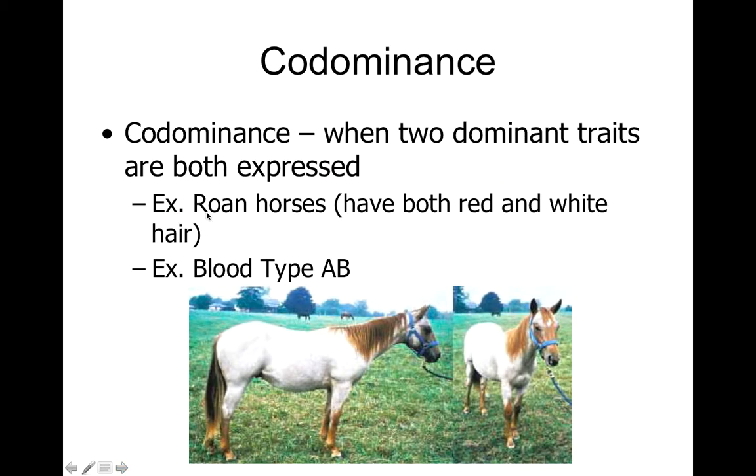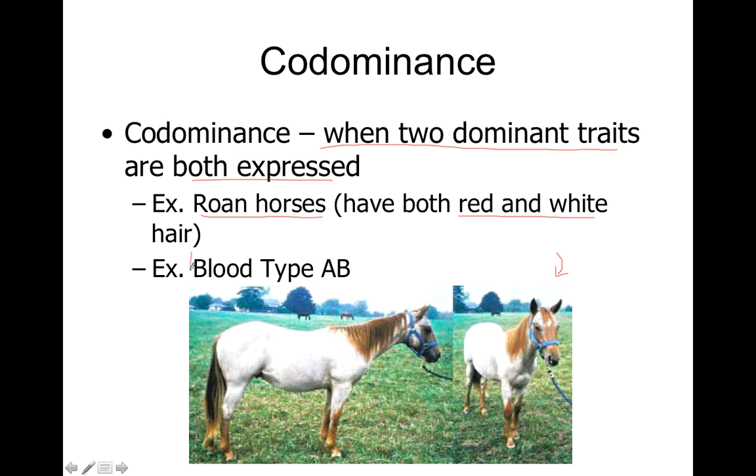All right, so moving on. Our second to last one, we're almost done. Second to last one is codominance. Codominance is when two dominant traits are both expressed. The traits can't determine which one wants to be fully dominant, so both of them get expressed. This example would be roan horses. Roan horses have both red and white hair, and that's a picture here below.